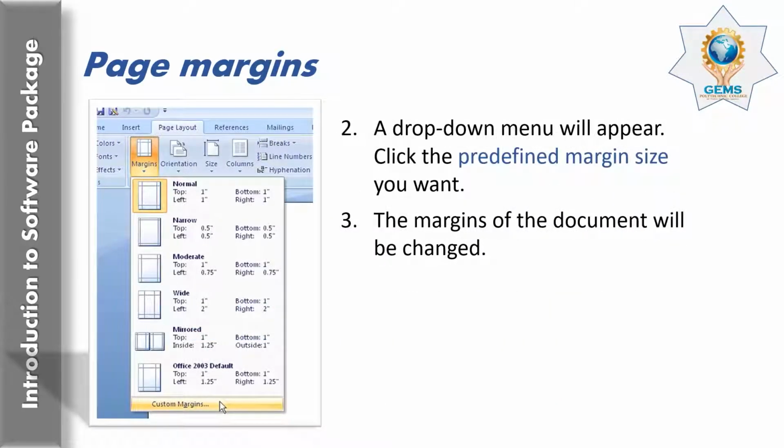A drop-down menu will appear, then you can click the predefined margin size you want. There are Normal, Narrow, Moderate, Wide, and Mirrored margin sizes, and the default size is also there. So there are different predefined margin sizes. You can choose any one of the sizes and click OK. The margin of the document will be changed.